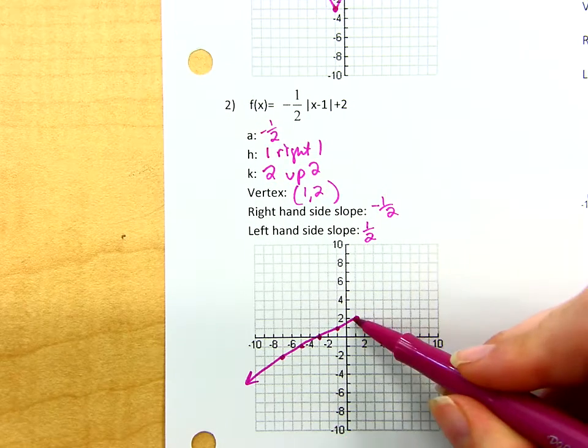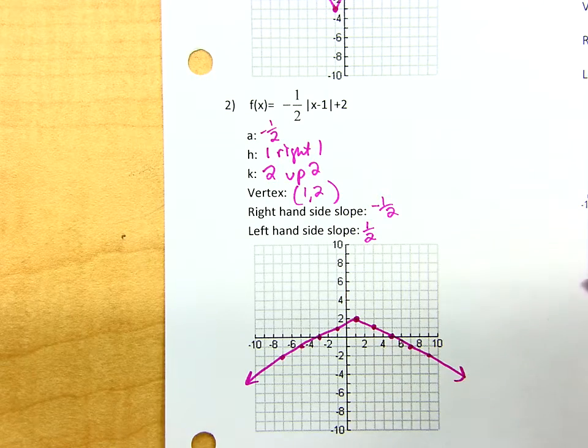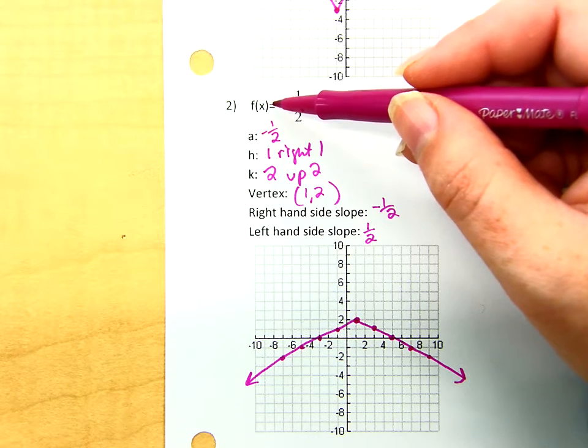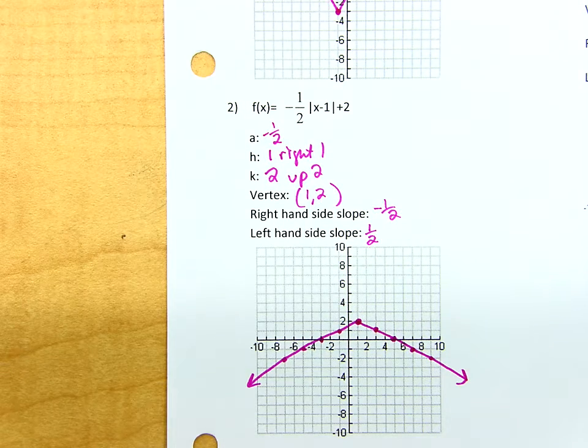By the way, why am I not worried about solid or dotted lines and shading with these? Yeah, these are equalities. It's an equal sign. You just draw the graph. It's only if it's an inequality that you worry dotted, solid, and shading.